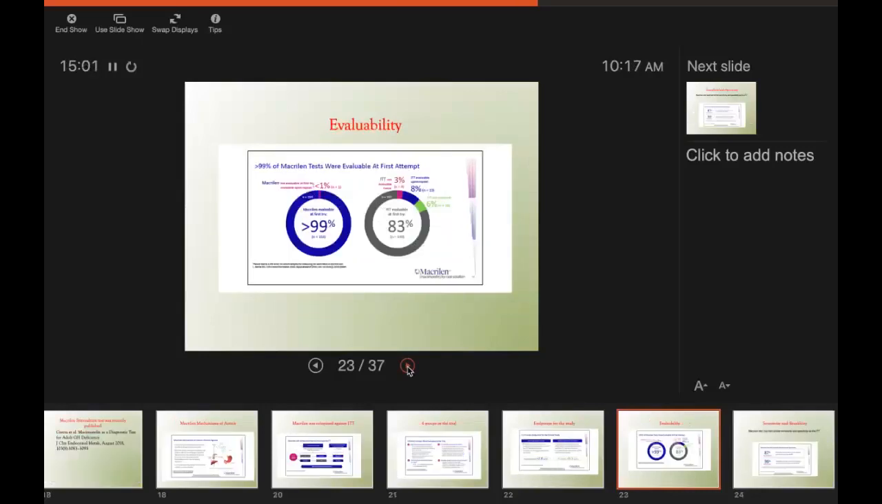And most importantly, 99% of the Macrilen tests were evaluable at the first attempt. These were people that were able to do the test because, again, you don't have to worry about getting an IV. You don't have to worry about people becoming nauseous in the test. Patients, pretty much except for one patient, were all able to do the test. And the ITT was only able to be done in 83% of the patients. They couldn't do it in a portion. 17% it couldn't be done, at least it couldn't be done the second time. Some of them.